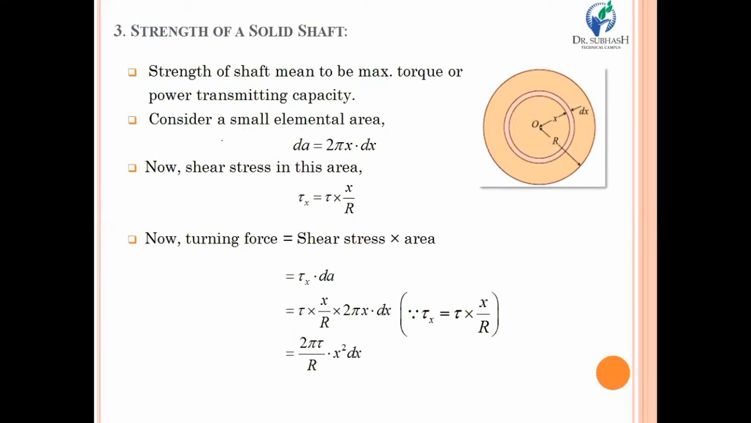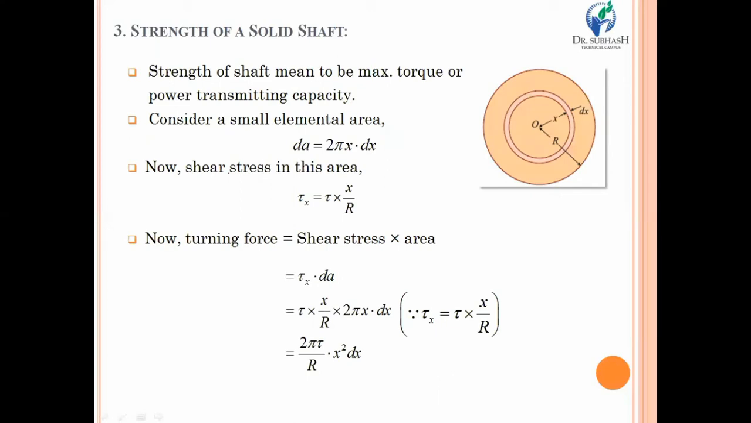After that, a very important topic that we are going to discuss is the strength of a solid shaft. Ultimately, strength itself means the maximum torque that can be transmitted by any shaft. It will be an indication of the strength of that particular shaft. Or we can say that the maximum capacity of power transmission of any shaft is known as its strength.